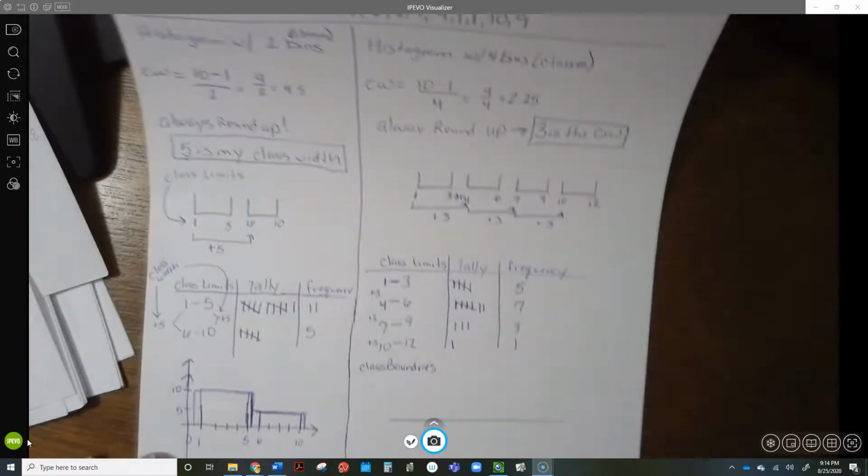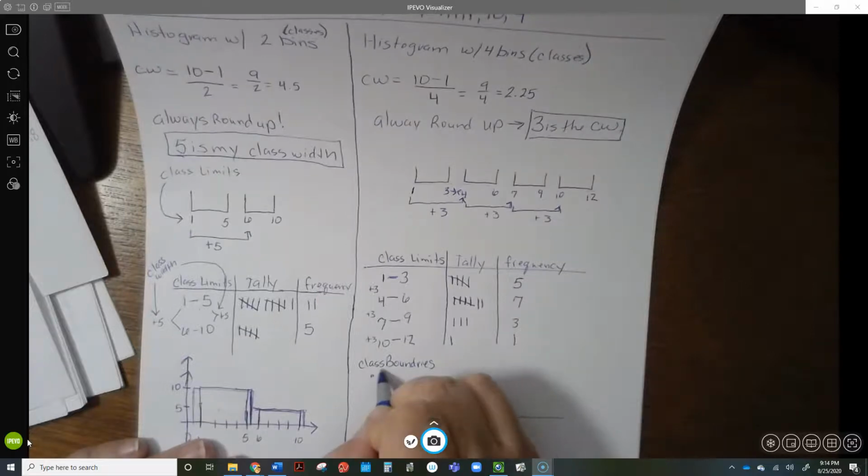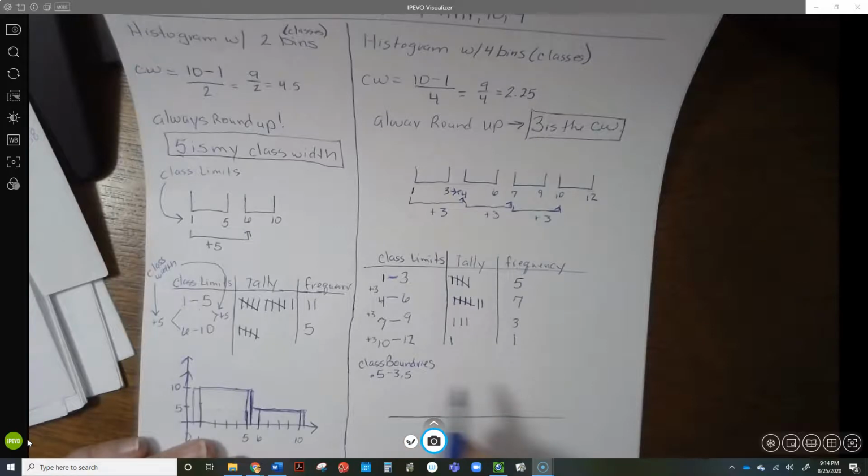Okay, we're going to need class boundaries, and this will be 0.5 to 3.5. I changed this one. I bumped it back a half, and I bumped it this way a half. And then this one's going to be 3.5 to 6.5, and this will be 6.5 to 9.5, and this will be 9.5 to 12.5. Okay, so those are my class boundaries.